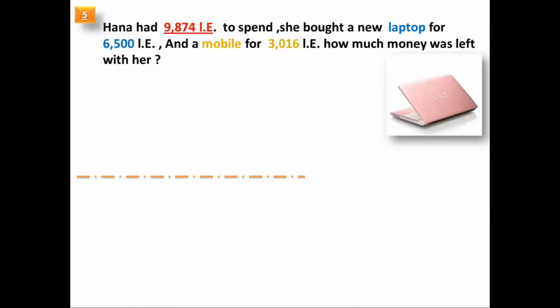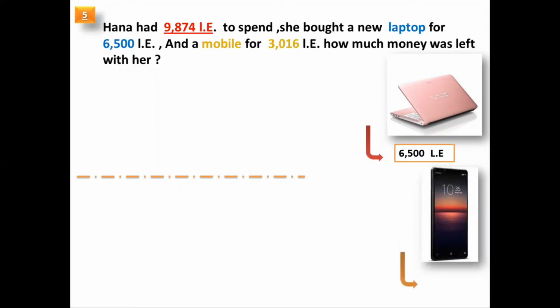So here Hannah bought a laptop for 6,500 pounds and a mobile for 3,016 pounds, as you can see right here. The total money with Hannah before she bought a mobile and a laptop was 9,874 pounds. Okay, and then here I want to get the money left with her after buying a mobile and a laptop.